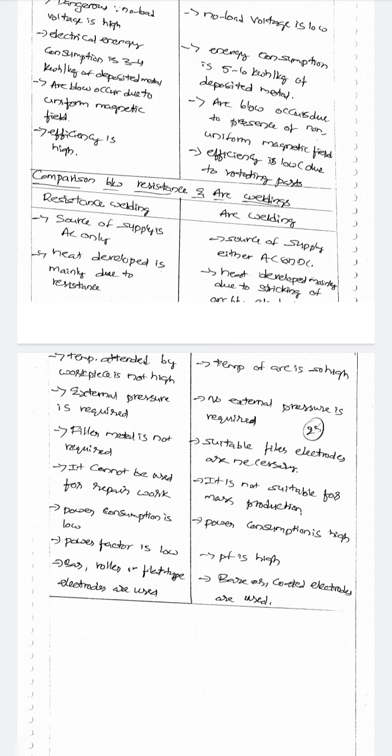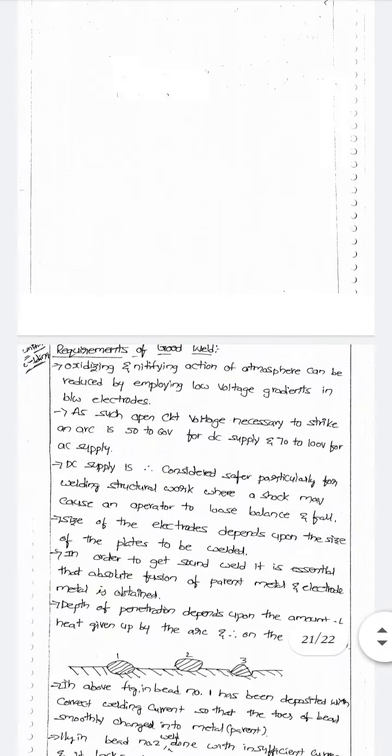Heat developed is mainly due to resistance in resistance welding. Here heat development is strictly from the arc. External pressure is required in resistance welding, not required in arc welding. Resistance welding cannot be used for repair work, while arc welding is suitable for maintenance and repair work. Power consumption is low in one, high in the other; power factor is low in one, high in the other. Okay, these are the classifications.